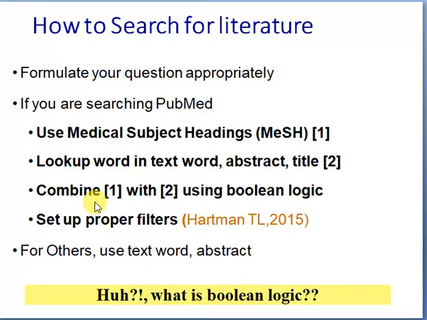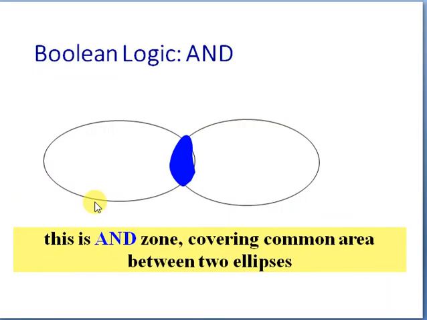What's Boolean logic? Let's see what Boolean logic is. Boolean logic is what we call connectors, something that connects different words together, two or three or four together.